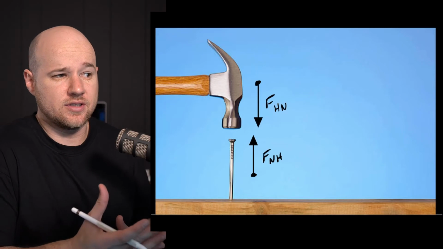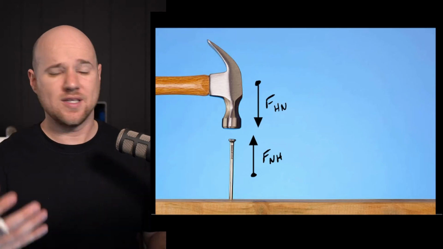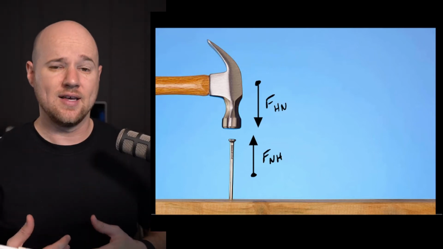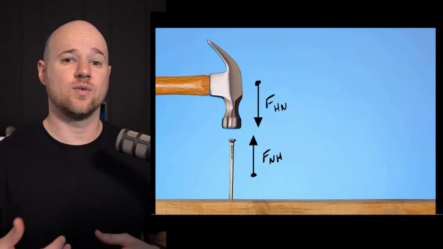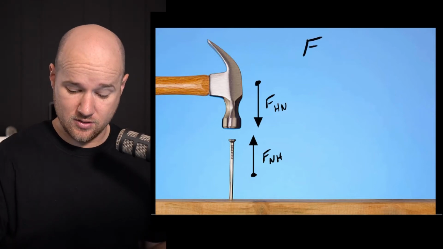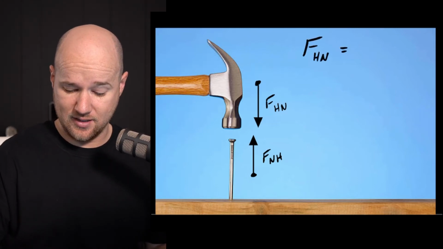Now some people are still skeptical at this point, but they look at this and they say, but the hammer is applying a force to the nail. How is the nail applying a force back on the hammer? Well, according to Newton's third law, the force of the hammer on the nail is equal to the force of the nail on the hammer.